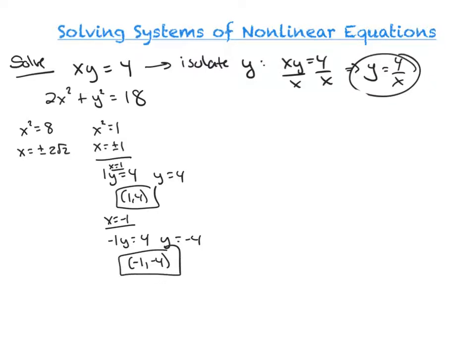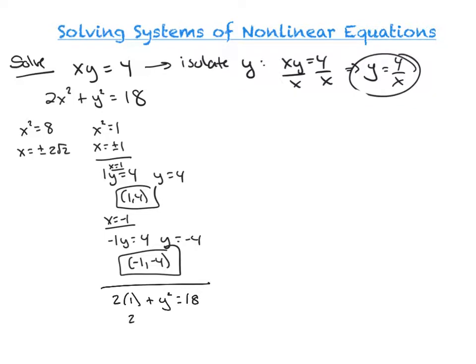Now notice we could have plugged those into the bottom equation, the 2x squared plus y squared equals 18. It would have been nice because we have x squared equals 1. We could plug that directly in here. I want you to watch what happens if we do that. So instead, if we did 2 times x squared, and x squared is 1, plus y squared equals 18, whoops.